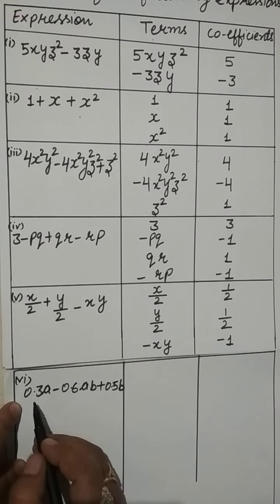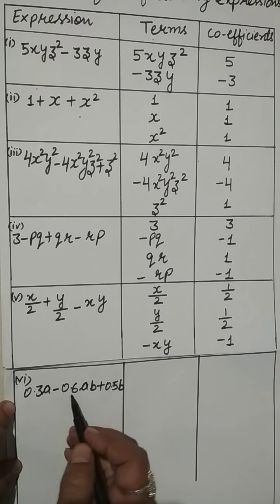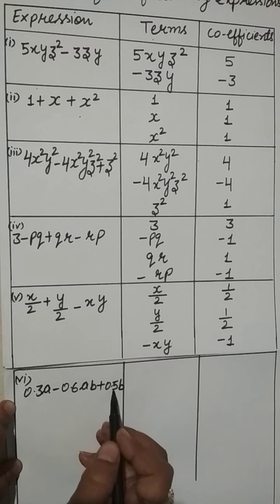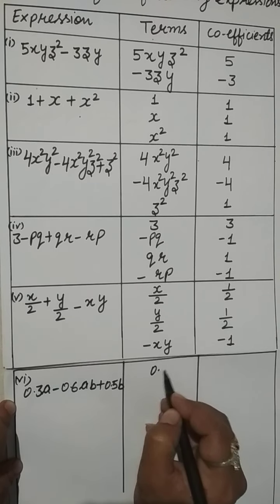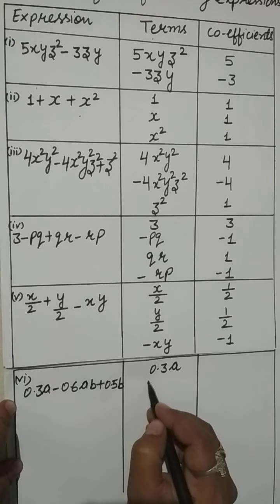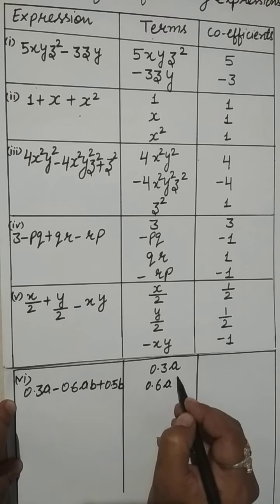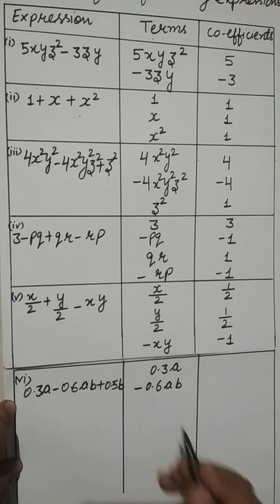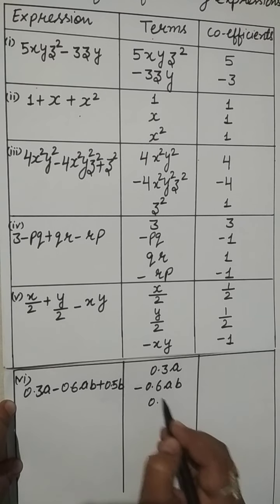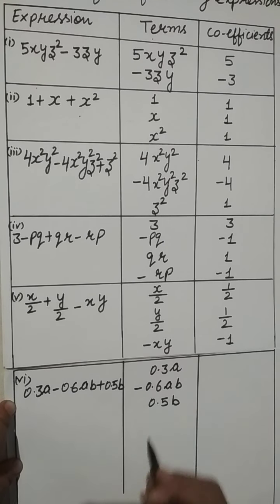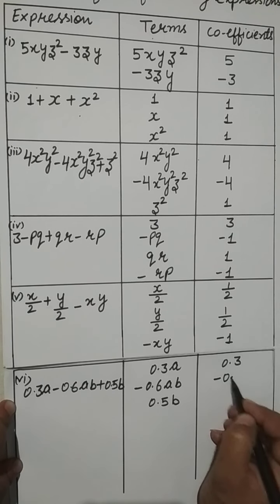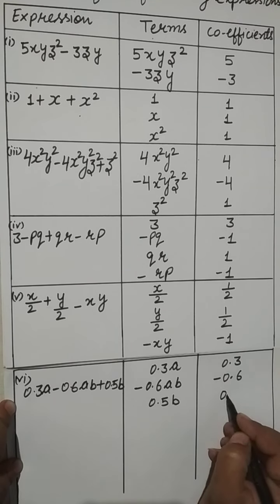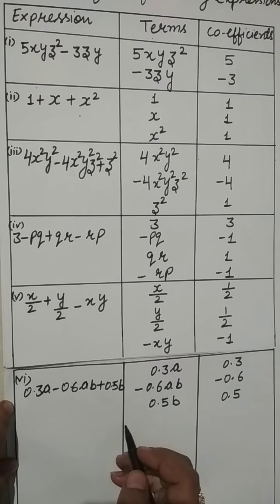Next is 0.3a minus 0.6ab plus 0.5b. Firstly, write down the terms: 0.3a, minus 0.6ab, then 0.5b. Now the coefficients are 0.3, minus 0.6 and 0.5.